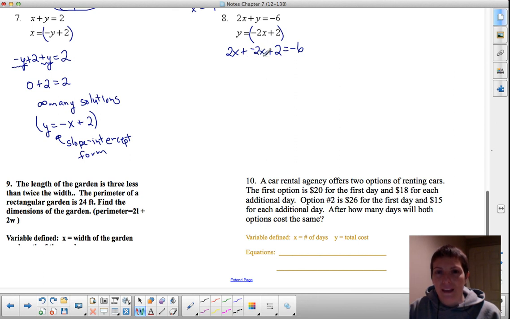Positive 2x and negative 2x are going to make a 0. So again, I'm going to have 0 plus 2. This time it's equal to negative 6. And we know that 0 plus 2 is 2. And 2 cannot equal negative 6. So this is not possible, which means these two lines are parallel. They'll have the same slope, so they'll never touch. They'll never have a common point.